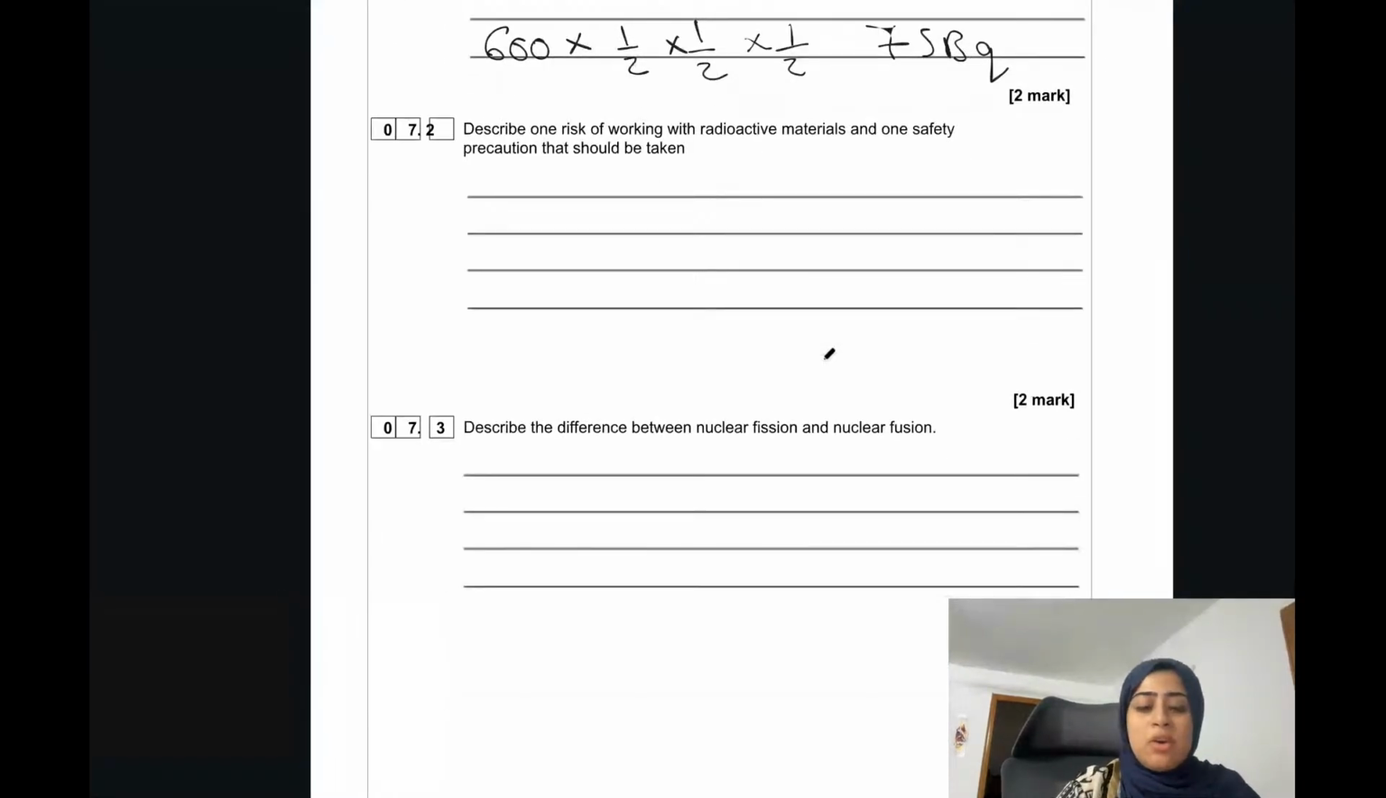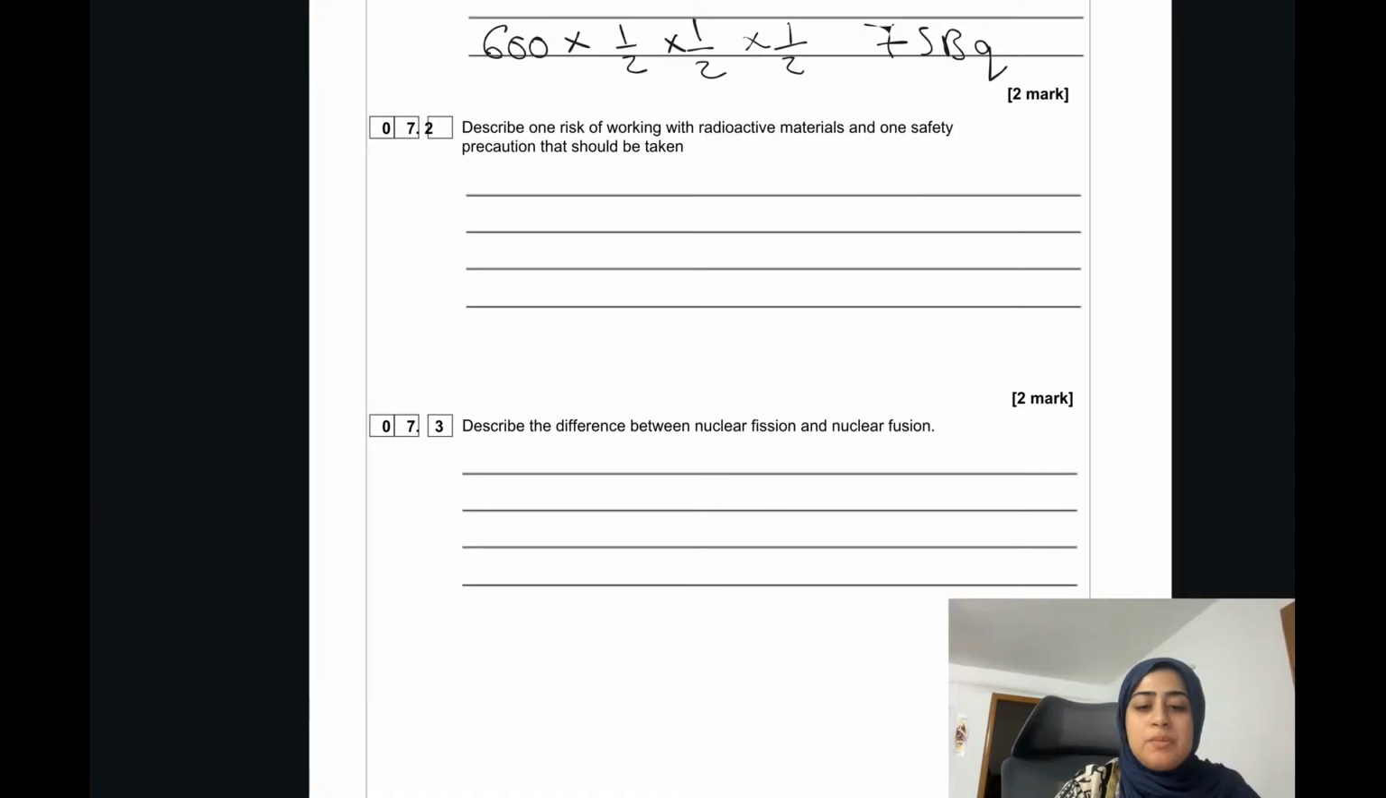7.2, risk of working with radioactive materials and a safety precaution. Well, radioactive materials cause damage to living cells, and you can wear protective clothing to help you with this. So ionizing radiation can kill cells, and this can potentially lead to cancer and things, and so you have to maintain distance or use lead shielding.